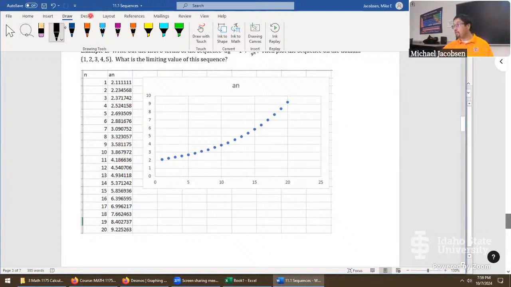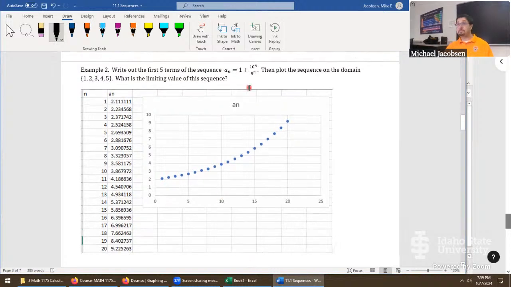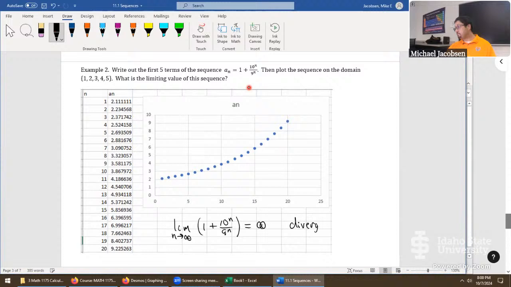And now we can say on this one, well, it looks plausible that the limit as n, the index n, gets larger and larger going up to infinity of 1 plus 10 to the power of n divided by 9 to the power of n equals infinity. Turns out that is true, and this diverges. So this one will be a divergent sequence altogether.